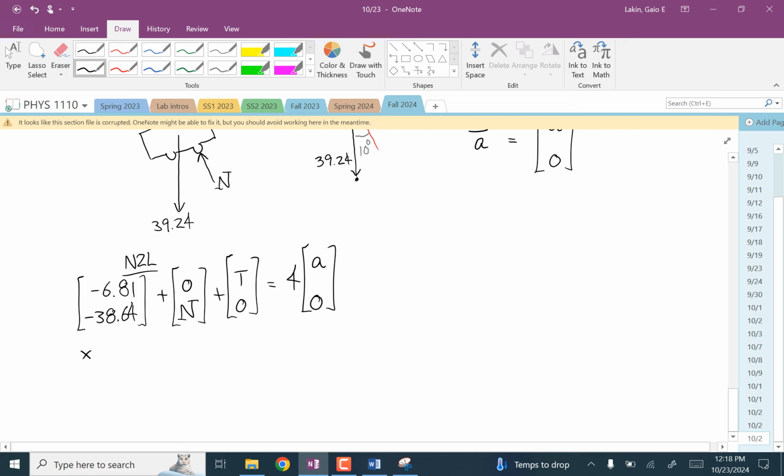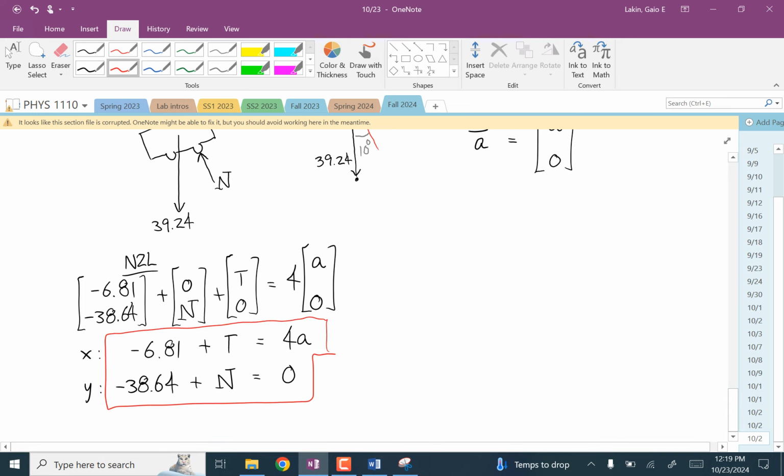And I can write this in two separate equations. Negative 6.81 plus T is equal to 4a. And the y equation says negative 38.64 plus n is equal to 0. We can't solve these, so we're just going to have to come back to them after we do the other body. Any questions about that first body?